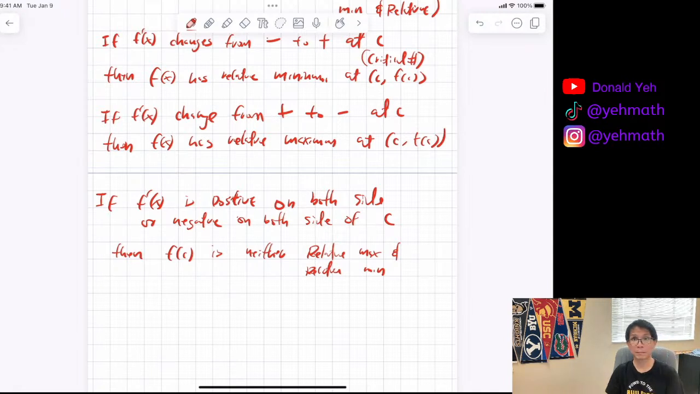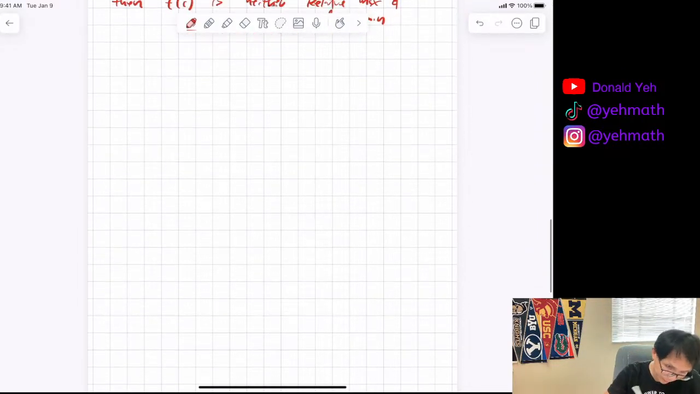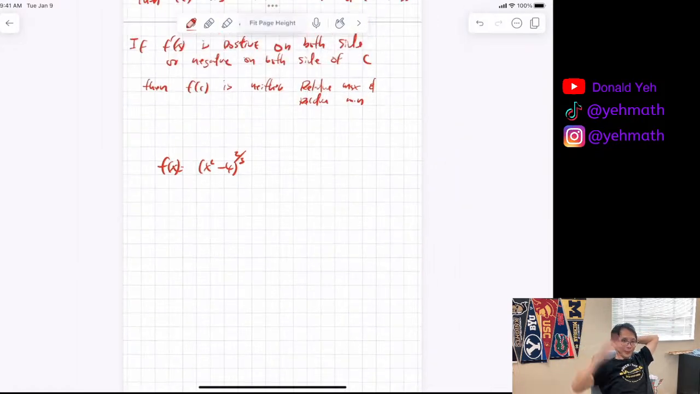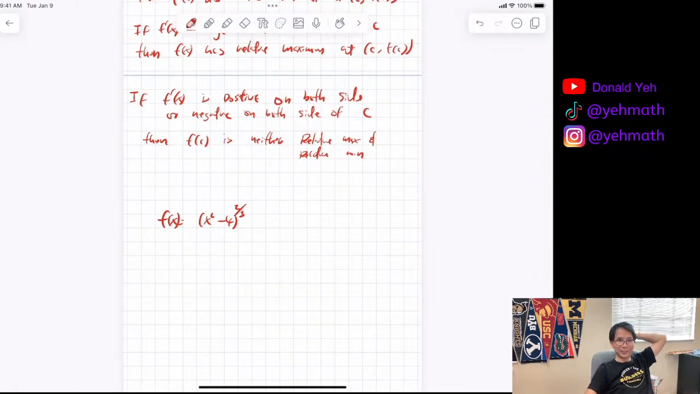What time do we get off here? 10:06. Okay, we're going to do this question very quickly. f of x is equal to x squared minus 4 to the 2/3.